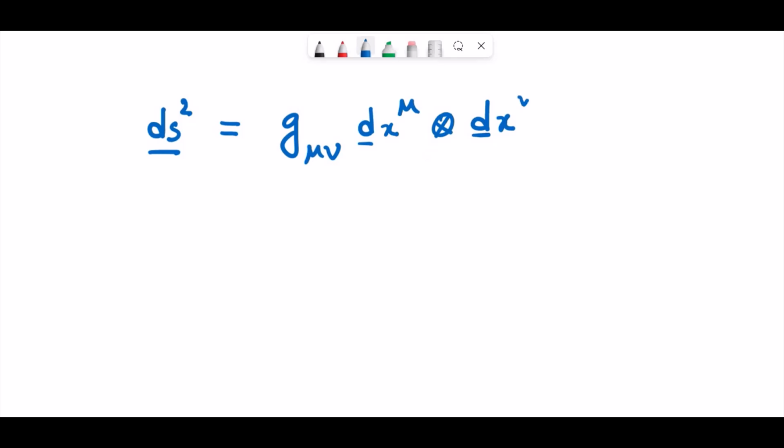So what do we have? At each event, we have the following things. First, obviously, we have a metric tensor. The metric tensor is defined as follows. g_mu_nu, these are the components, and then we have dx^mu tensor product with dx^nu. So this is how the metric tensor is written in its full form.